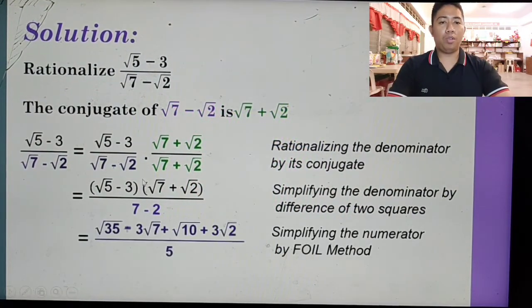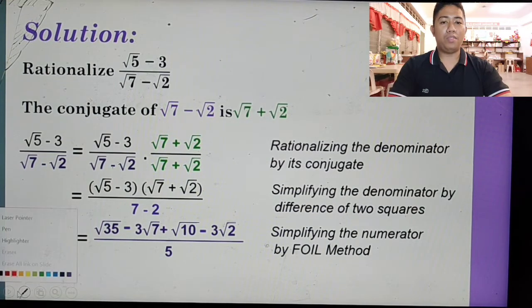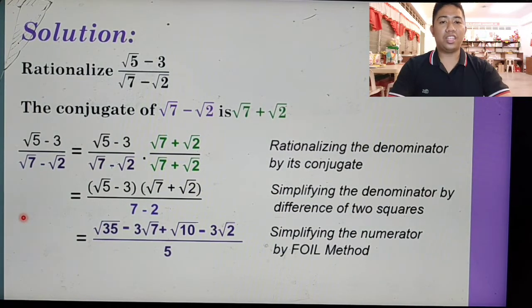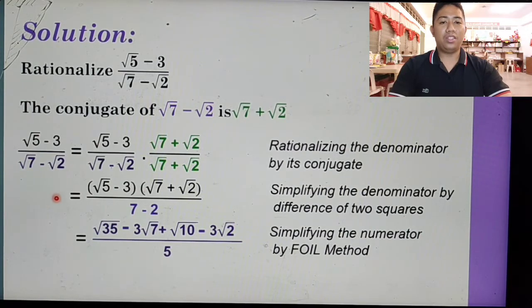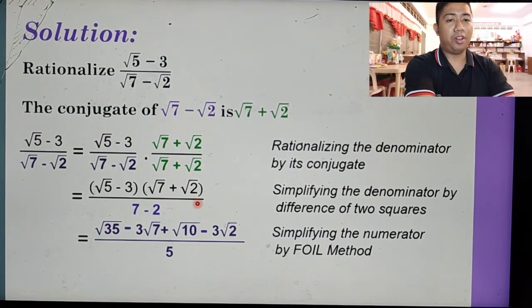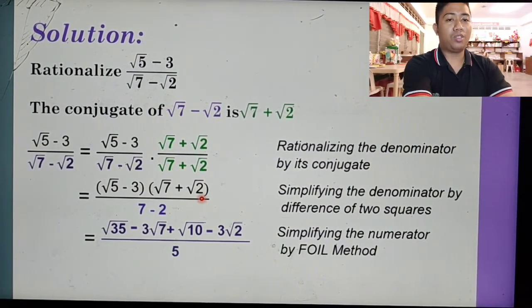The next step is to simplify the numerator using the FOIL method. When we say FOIL method, the acronym FOIL means the first, the outer, the inner, and the last. Okay? So let us start with the first terms: square root of 5 and square root of 7. By the product rule, that is square root of 35. Next is the letter O, which is the outer. The outer is square root of 5, the first term of the first factor, and the last term of the second factor, which is square root of 2.